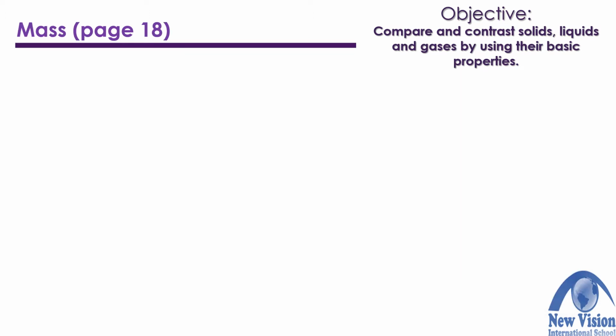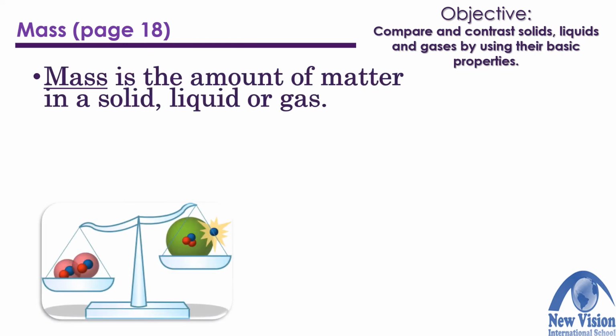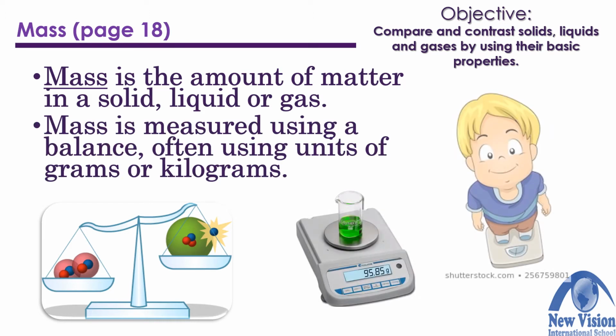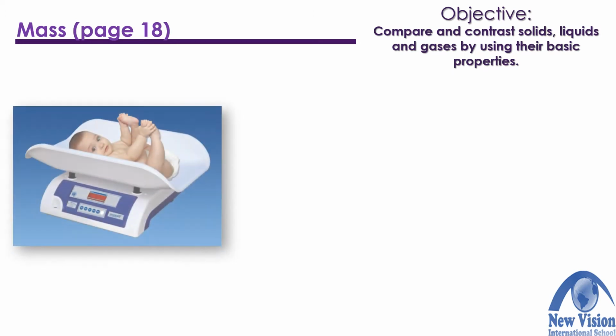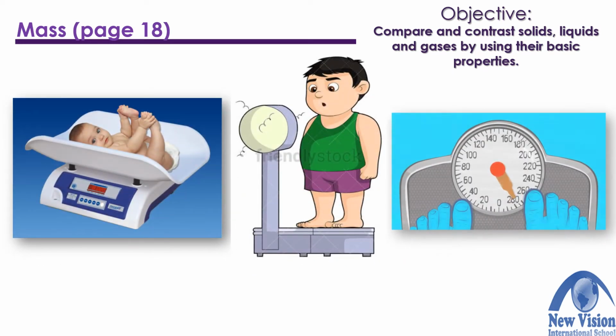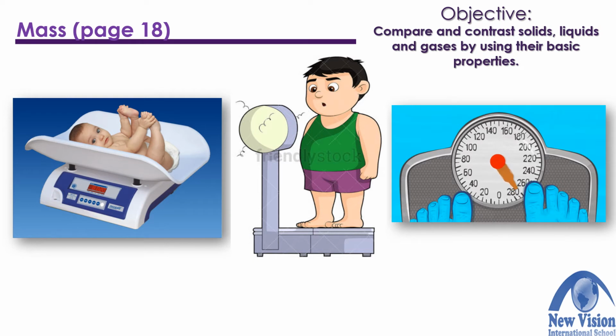Another physical property of matter is mass. Mass is the amount of matter in a solid, liquid, or gas. Mass is measured using a balance, often using units of grams or kilograms. We often weigh objects to get an idea of their mass. Just like when you have a doctor's appointment, you step on a scale to get your weight.